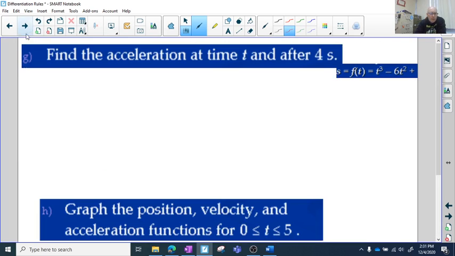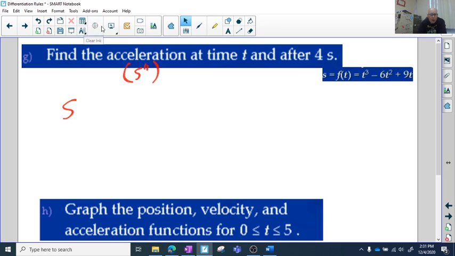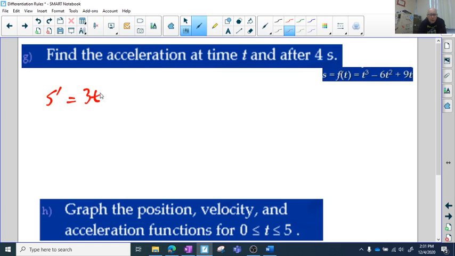All right. Continuing on, now it gets into acceleration. So acceleration, we said, is the second derivative of your displacement. So it says, what is the acceleration at time t? Well, let's do s double prime. Make sure we remember what s prime was. So here's my function. So s prime was 3t squared subtract 12t plus 9. That was velocity. The acceleration would be 6t subtract 12. So that's at time t.